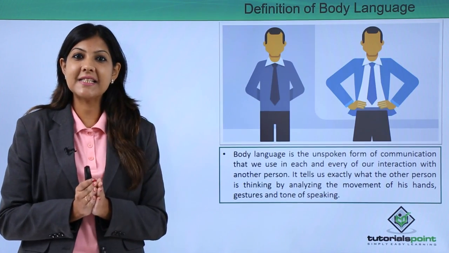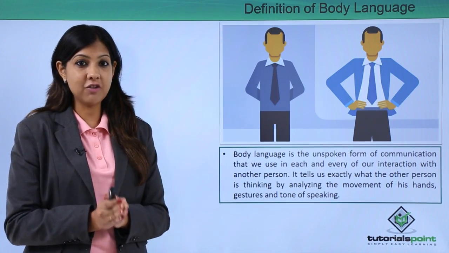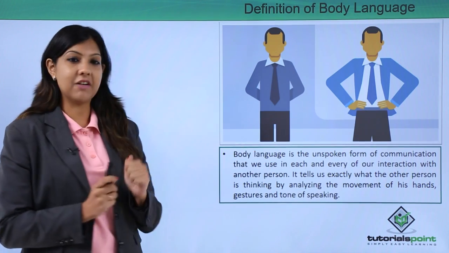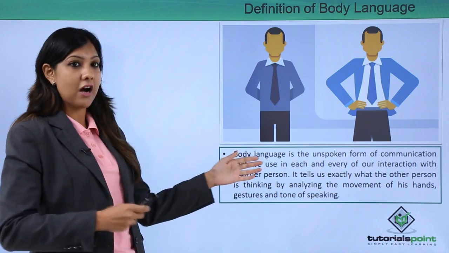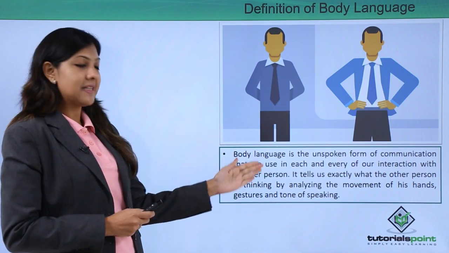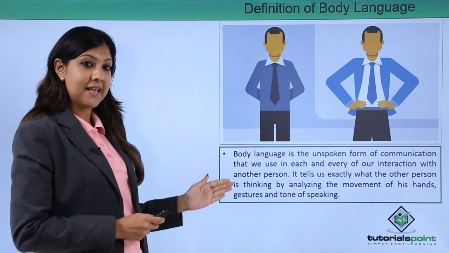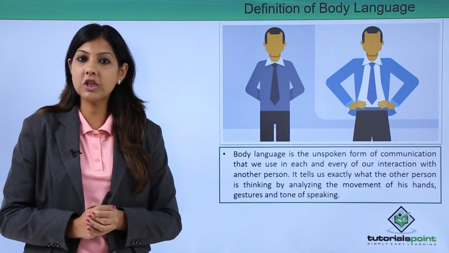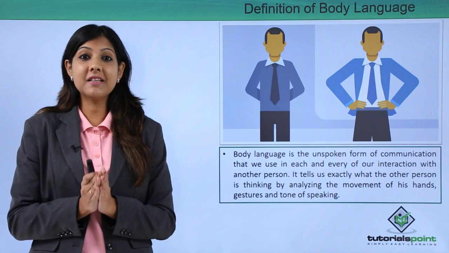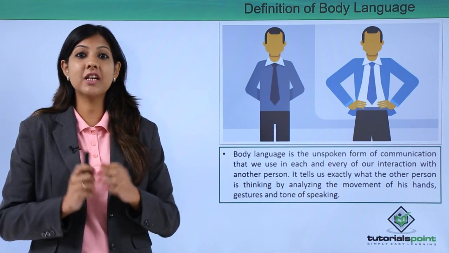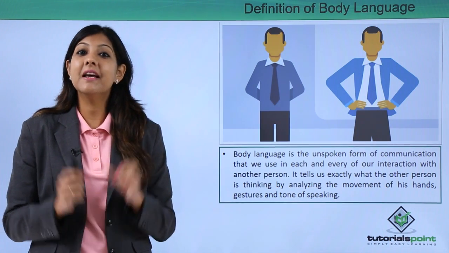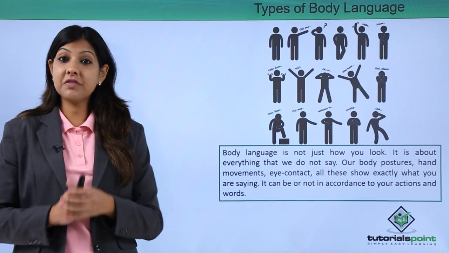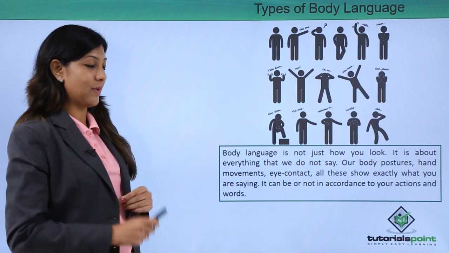Well, what exactly is the definition of a positive body language or a body language? Body language is the unspoken form of communication that we use in each and every one of our interactions with people. It tells us exactly what the other person is thinking by analyzing the movement of his or her hands, the way he or she talks, and everything else. It is such a beautiful study because you can actually come to know a lot about the other person just by mere observing them. There are different types of body languages, and here is where they are.